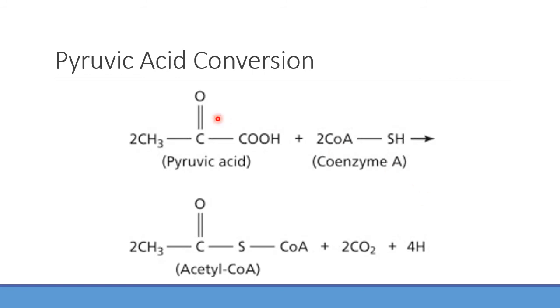Okay, another picture showing the reaction that's happening here. So pyruvic acid plus coenzyme A eventually turns into acetyl-CoA. You've produced some carbon dioxide, which is then eliminated as a waste product, and then the 4 hydrogen ions can be utilized for ATP production during the electron transport chain later on.